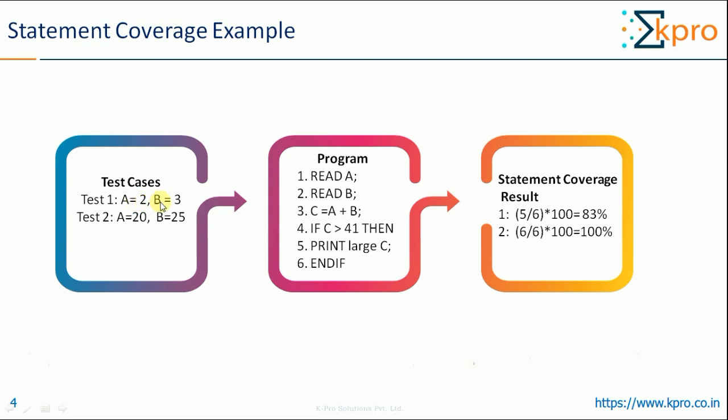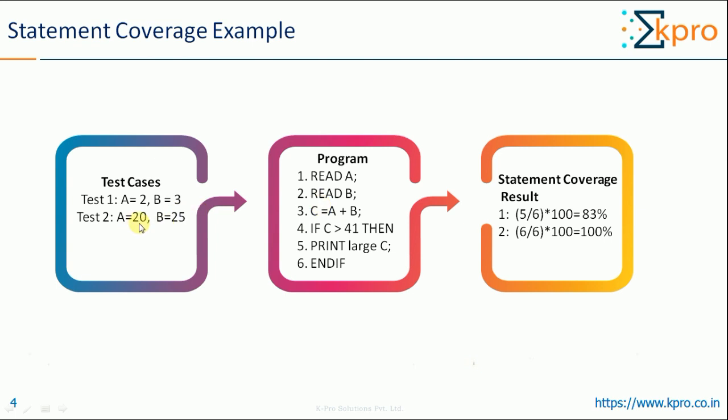When A equal to 2 and B equal to 3, first, second, third and fourth statements are executed, but not fifth because A plus B, that is 5, is not greater than 41, and program ends at 6th statement. Hence, statement coverage for first test case is 5 divided by 6 multiplied by 100, that is 83%.